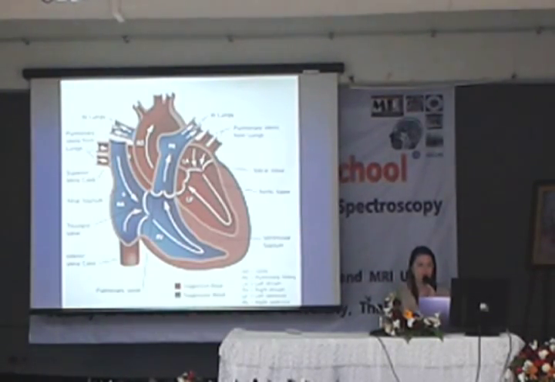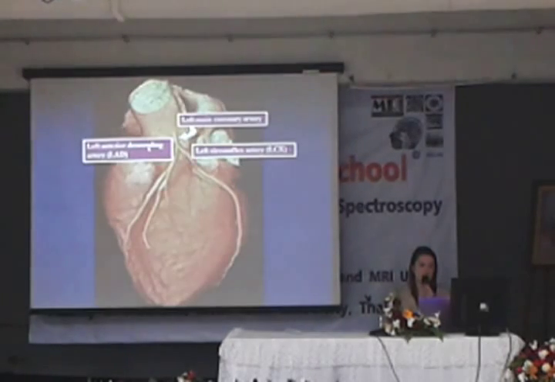The oxygen-poor blood comes to the right atrium, right ventricle, and passes to the lung through the blood vessel called the pulmonary artery. The highly oxygenated blood comes from the left atrium, left ventricle, and is pumped to supply the body through the blood vessel called the aorta.